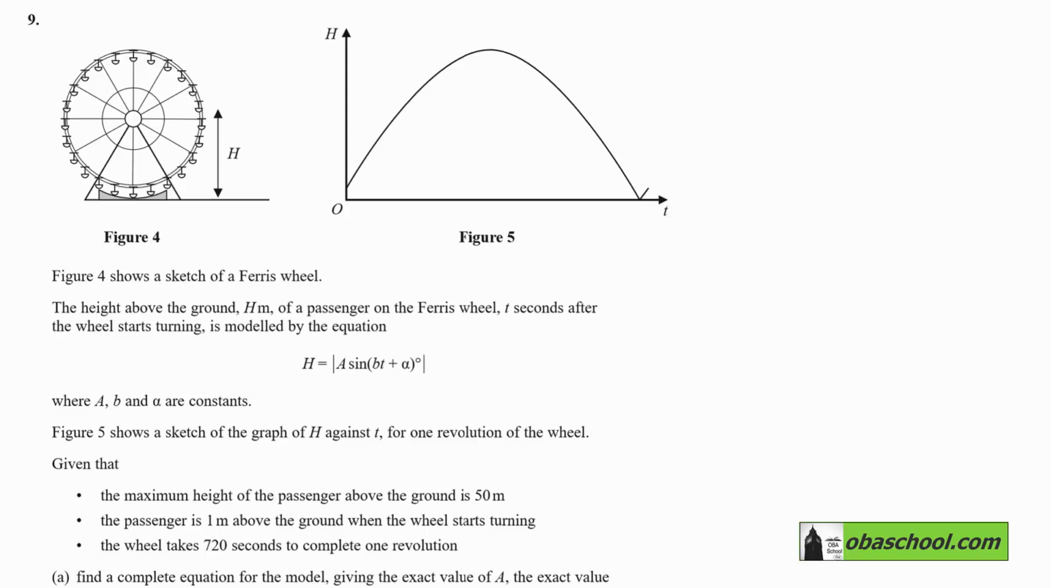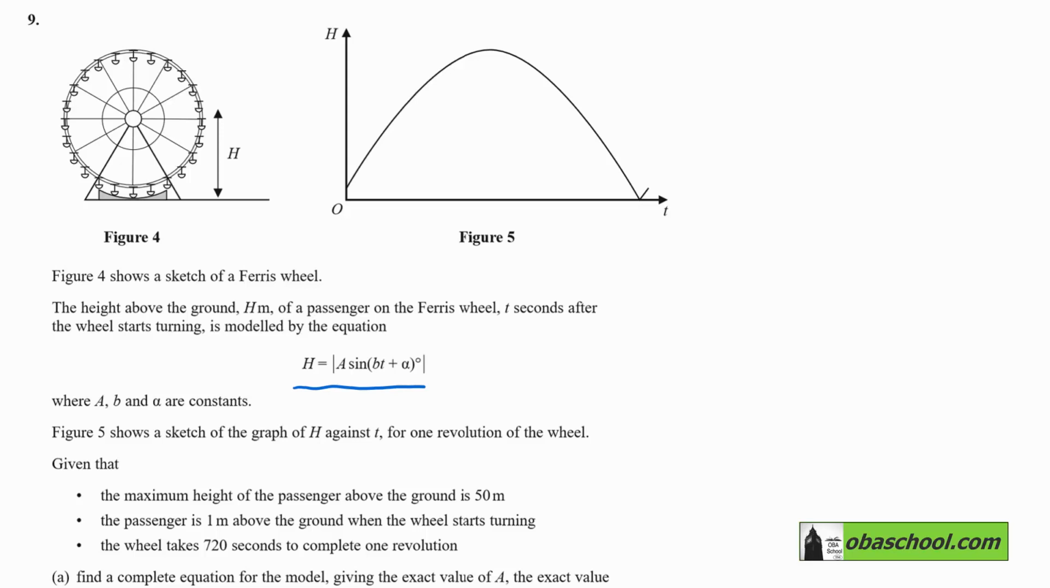Figure 4 shows a sketch of a Ferris wheel. The height above the ground, h meters, of a passenger on the Ferris wheel, t seconds after the wheel starts turning, is modelled by the equation given here: h is equal to the modulus of a sine bt plus alpha, where the angle is in degrees, and a, b and alpha are constants.